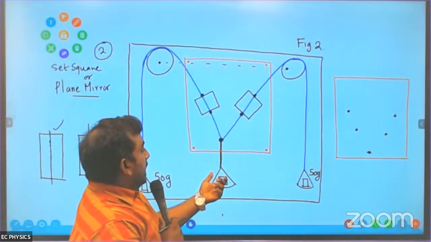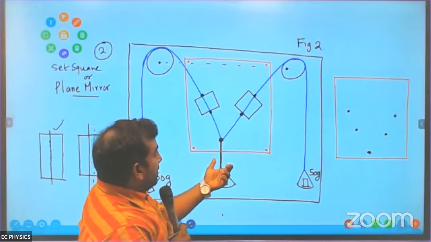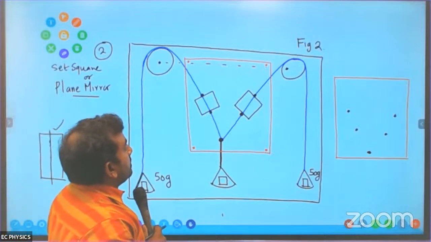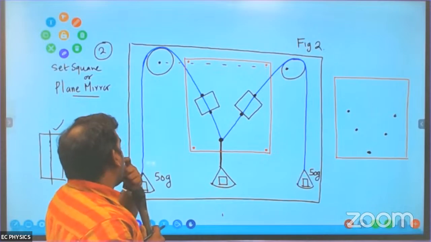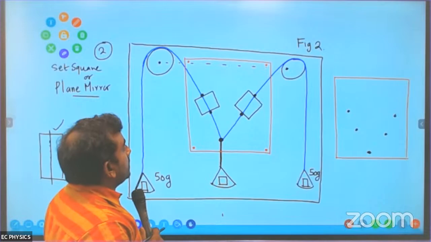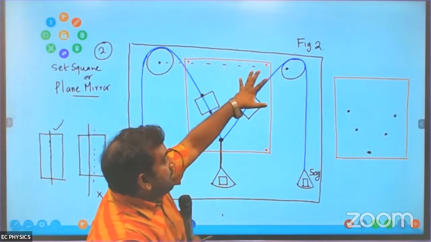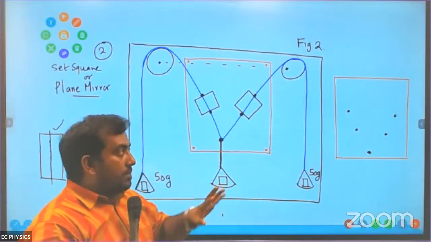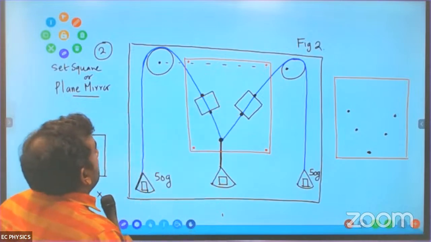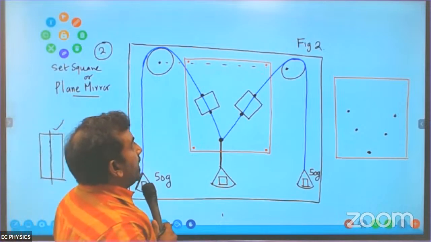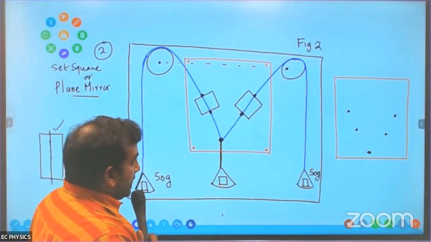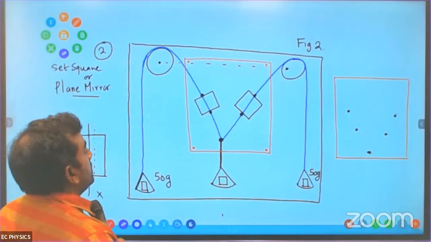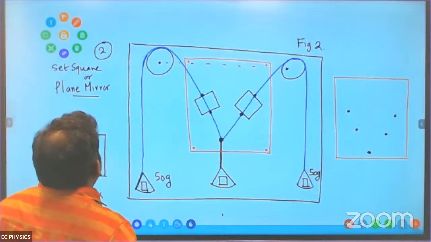we connect another weight, so that the system comes to equilibrium as shown in figure number 2.